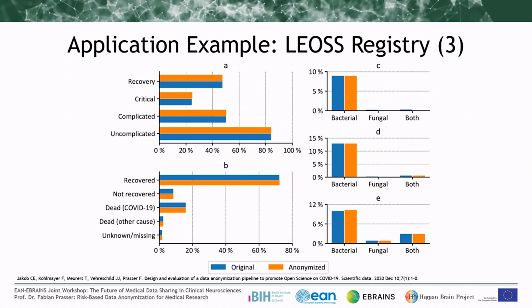This slide provides an overview of how the anonymous datasets created for the LEOSS registry differ from the original data that is being stored. By carefully tailoring the anonymization processes to the contexts in which data is being shared, we were able to generate anonymous datasets with only very minor differences to the original dataset. This is exemplified here by frequency distributions.